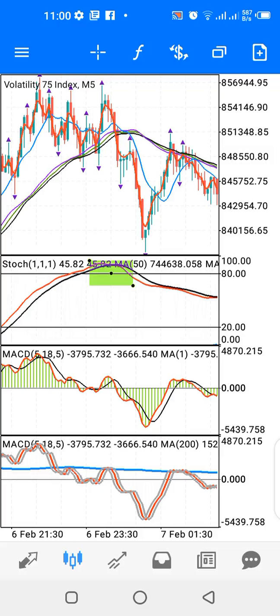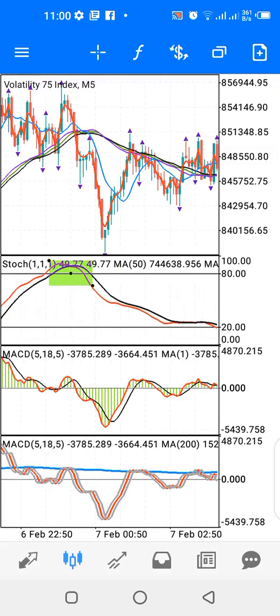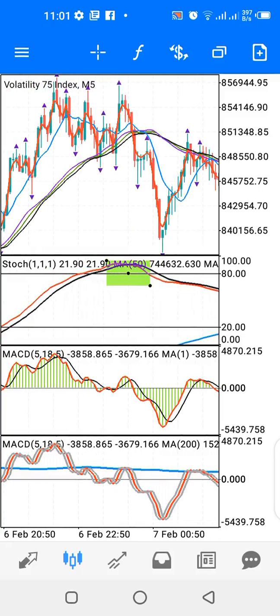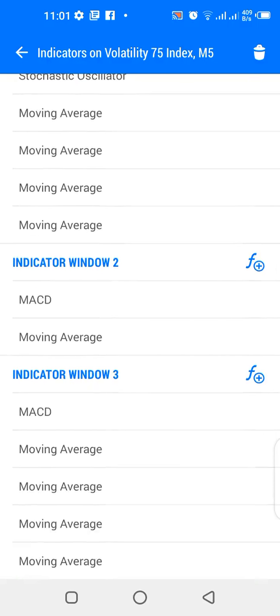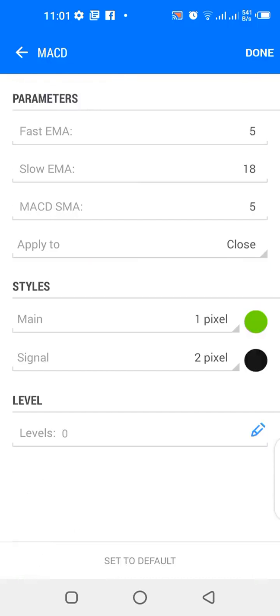Let's look at MACD. Let's look at indicator window 2 where we have MACD. Let's look at the settings. Okay, in indicator window 2 we have MACD. Fast EMA is 5. Slow EMA is 18. MACD SMA is 5. Apply to close. The main style color is green and the signal color is black.